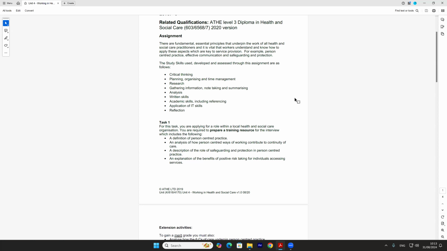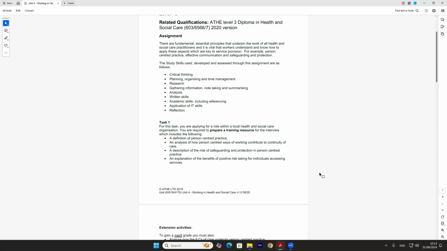Then the fourth bullet point is an explanation of the benefits of positive risk-taking for individuals accessing services. Right. So when we talk about positive risk-taking, it's about empowering individuals to make choices that involve some level of risk, recognizing that taking risks can lead to personal growth, increased independence, and improved quality of life.